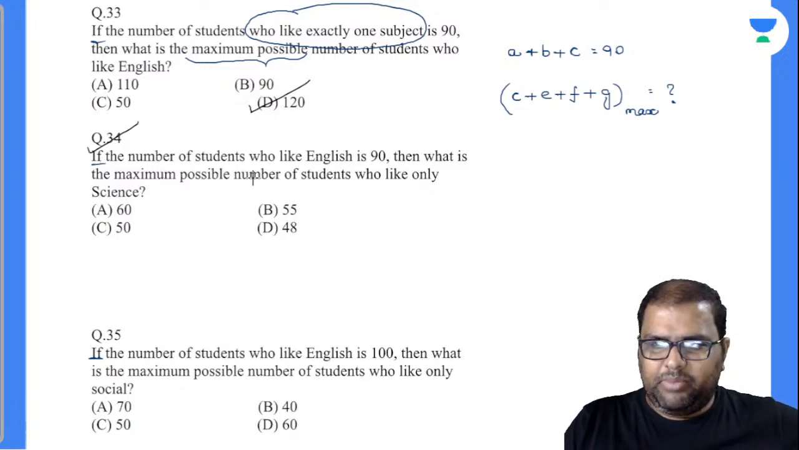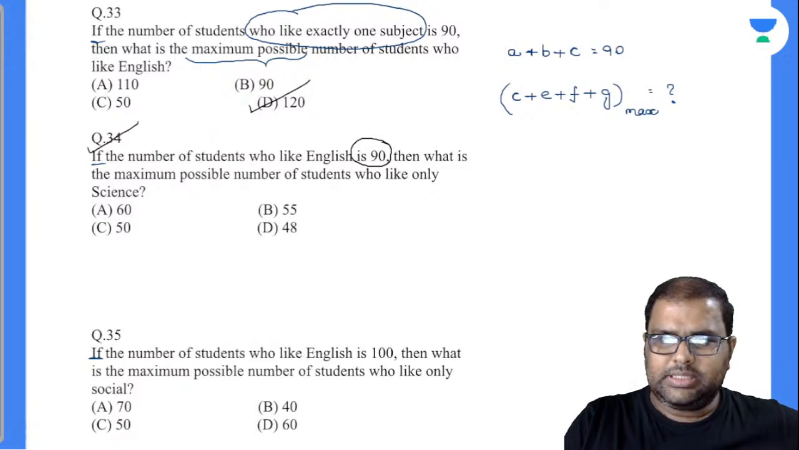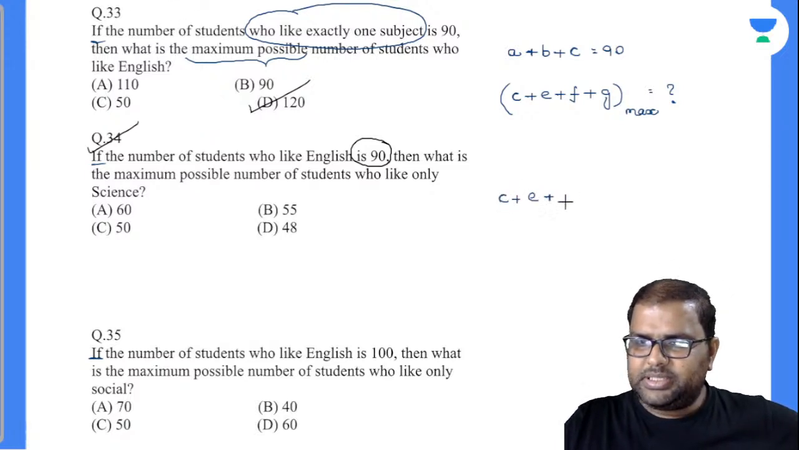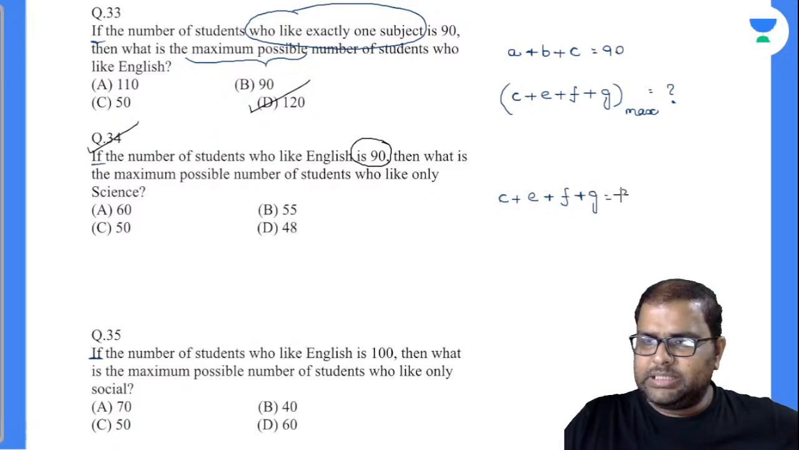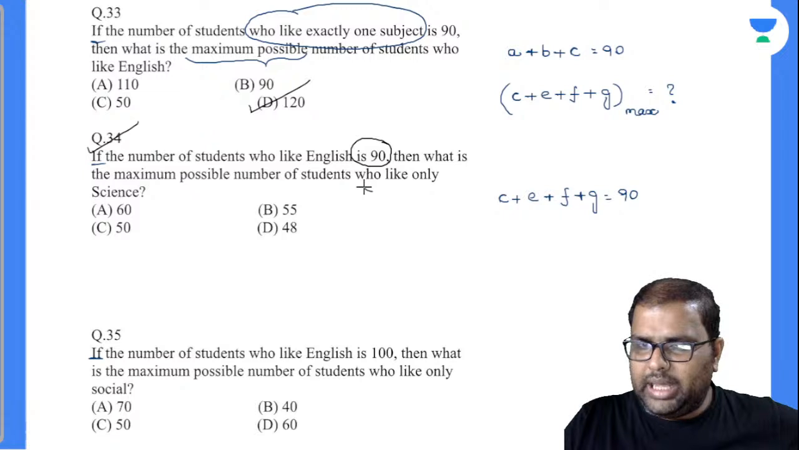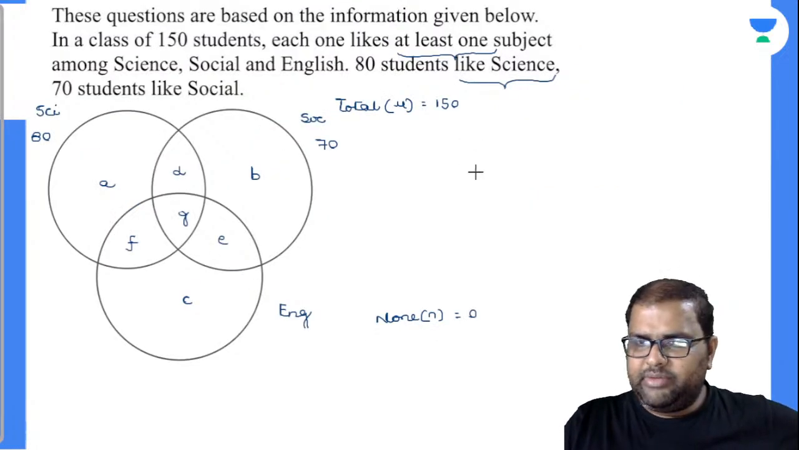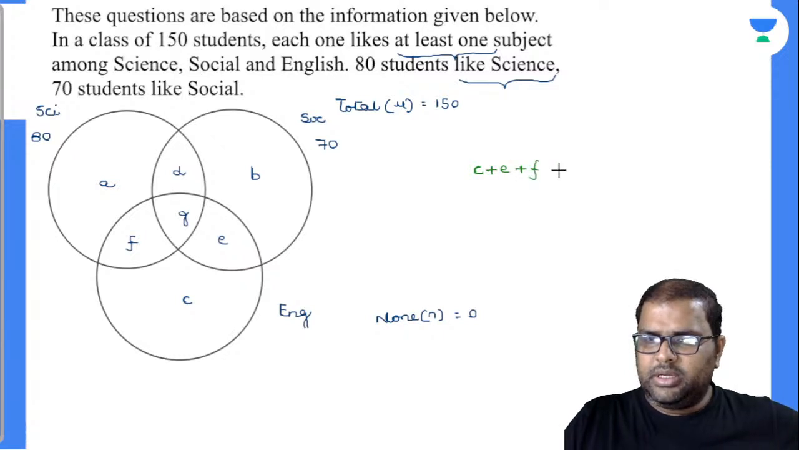So if the number of students who like English is 90, I'll write it on this. C plus E plus F plus G is given as 90. The question asks, what is the maximum possible number of students who like only science? It seems only science, and you are asked to find the maximum. So I'll go back and write down the data. Now you are given this data: C plus E plus F plus G is given as 90. Am I right or wrong?